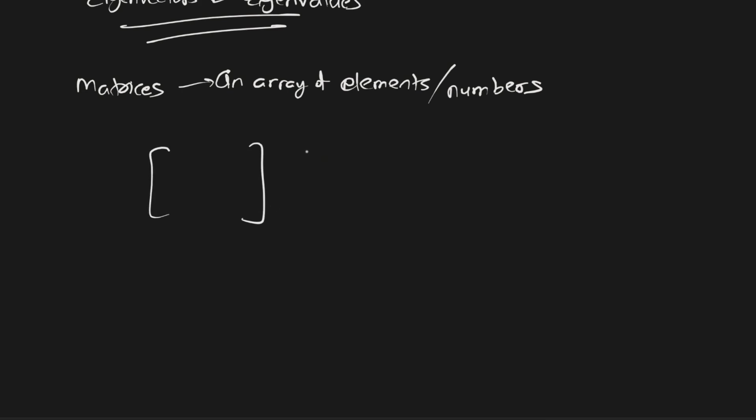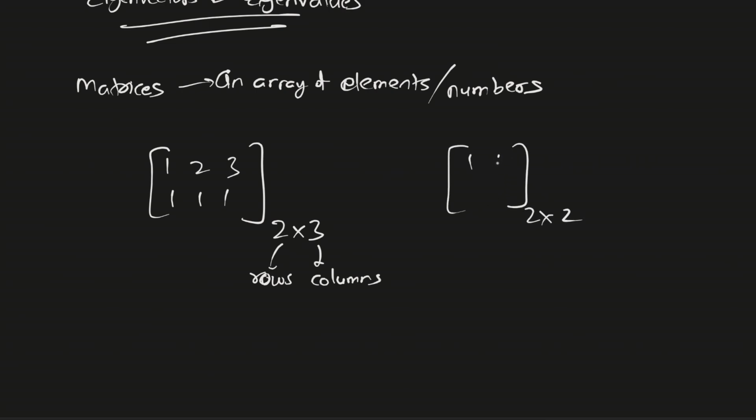So for example, if I define a 2 cross 3 matrix, that means it has 2 rows and 3 columns. So I'll fill in the entries here. 2 rows and 3 columns. So 1, 2, 3, 1, 1, 1. So this is an example of a 2 cross 3 matrix. Okay, similarly, you can have a 2 cross 2 matrix, which is 1, 1, 0, 1. Okay, and matrices where the rows are equal to the columns are called square matrices. So the matrix on the right, which is 1, 1, 0, 1, is a square matrix.